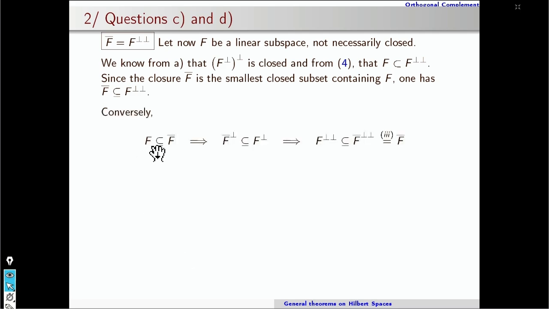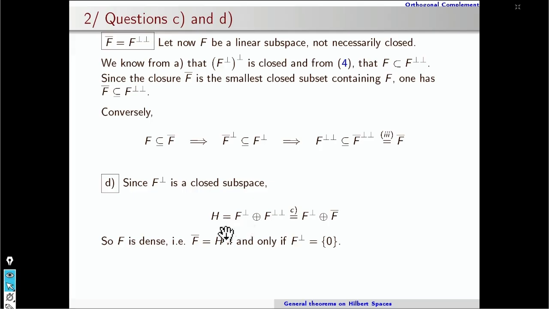Second inclusion, we just use the fact that the orthogonal complement reverses the inclusion. So here it's reversed. We use it 2 times. So F orthogonal is included in the closure of F orthogonal. And now we use the previous point that this is a closed subset, so its double orthogonal is equal to itself. So we have the other inclusion.